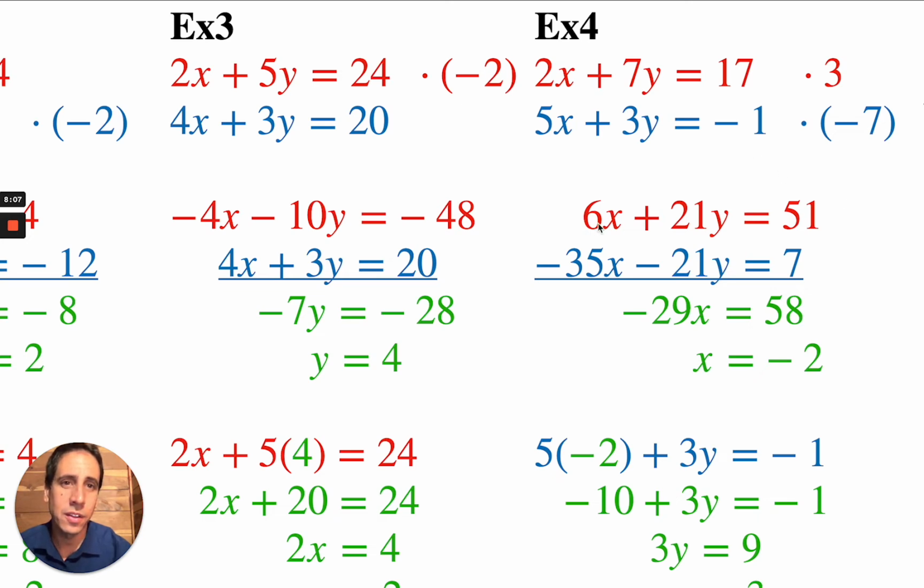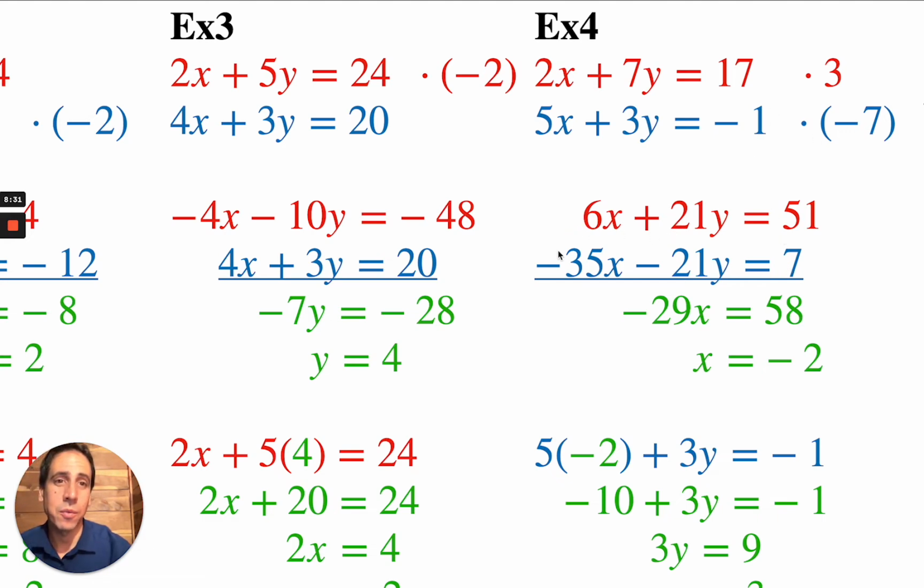And so you can see that's 3 times 2x is 6x. 3 times 7y is 21y. 3 times 17 is 51. Then that's how you get a new version of the red equation with a least common multiple of 21 here. And then negative 7 times 5x is negative 35x. Negative 7 times 3y is negative 21y. Negative 7 times negative 1 is positive 7.